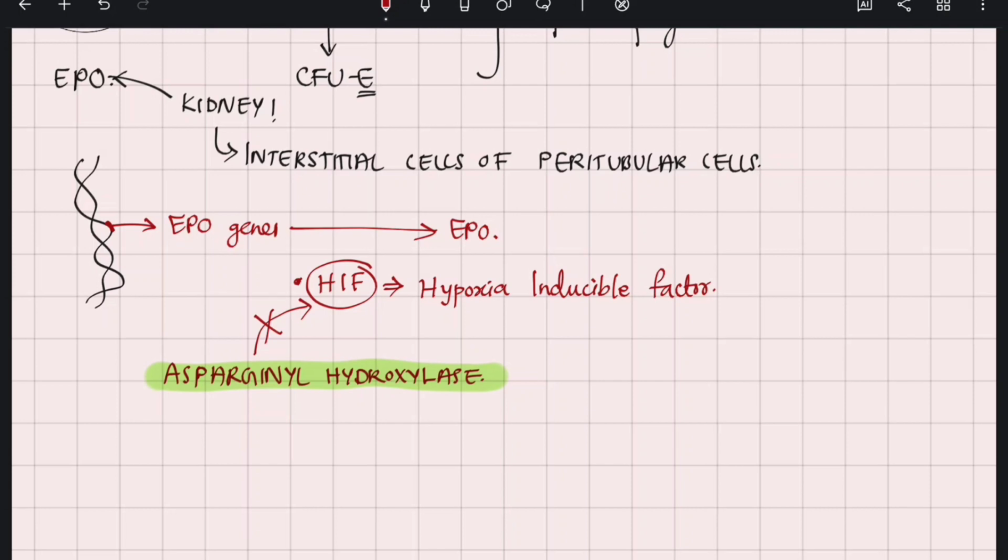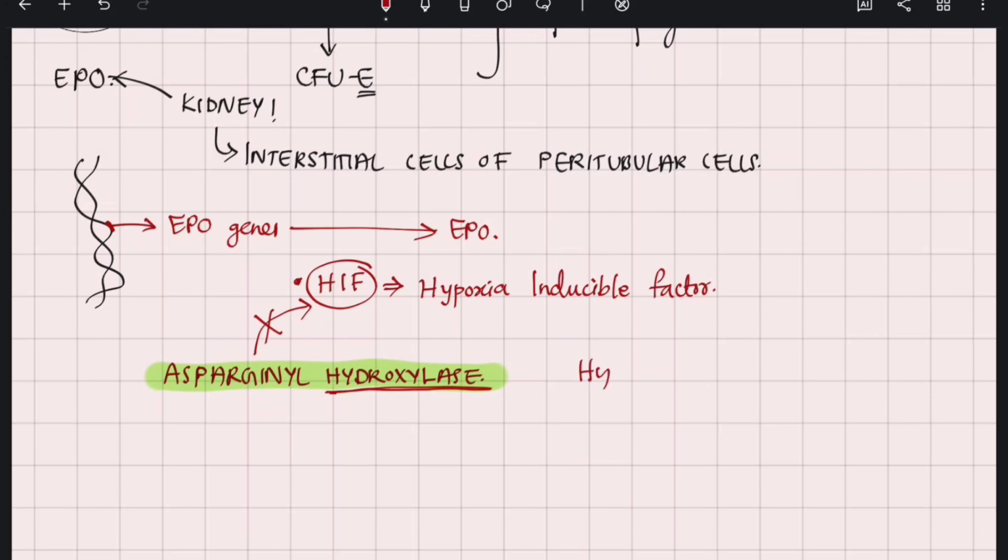Okay, transcription, translation, and produce EPO. So this transcription is not happening because this HIF is inhibited by asparginyl hydroxylase, and you can see it is hydroxylated. That means OH groups are there, okay, on this inhibitor. But when there is no oxygen, there will be no OH group. Okay, the hydroxylation will not happen. So what happens is this inhibitor in turn gets inhibited by hypoxia.